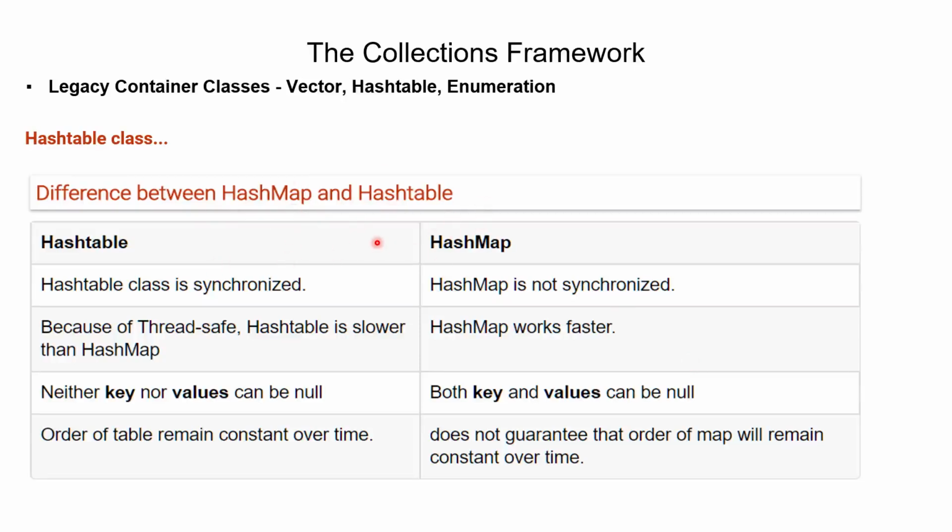And a little bit about the differences between the HashMap and the Hashtable. The Hashtable is synchronized, the HashMap is not synchronized. Because of thread safety, Hashtable is slower than the HashMap, and the HashMap works faster. Neither keys nor values can be null in the Hashtable, whereas in the HashMap, both keys and values can be null, so it gives you more flexibility. With the Hashtable, the order of the table remains constant over time. With the HashMap, it does not guarantee the order of the map will remain constant over time.